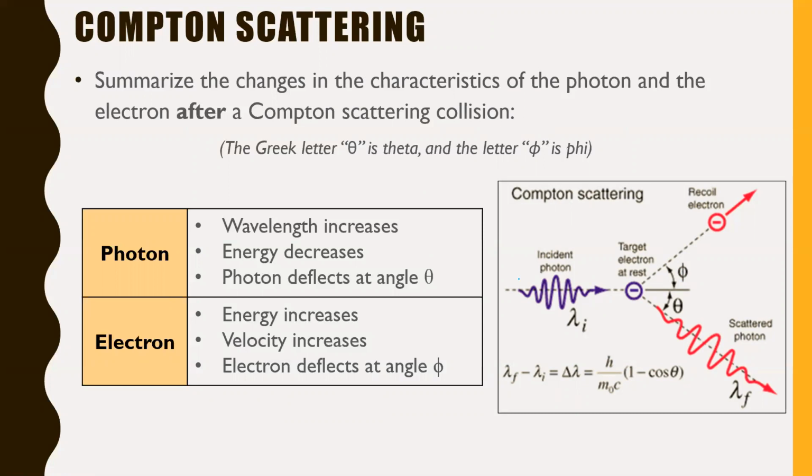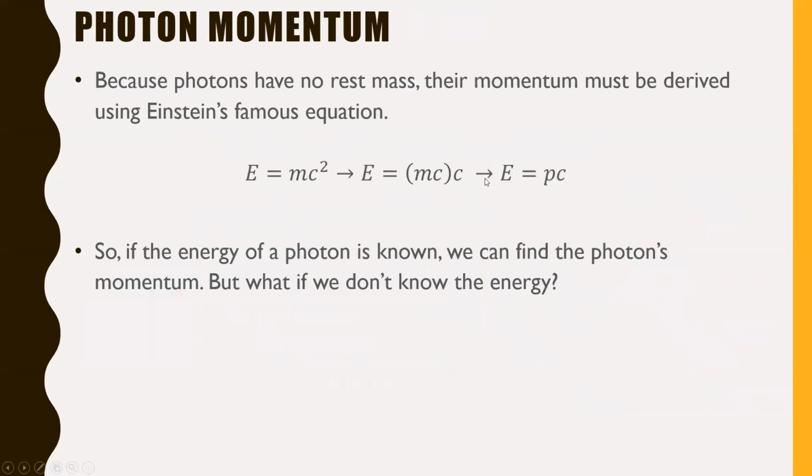Assuming it's a photon striking an electron at rest: for the photon, the wavelength increases, the energy decreases, and the photon deflects at that angle theta. That's important to recognize because it's used in a formula, of course. As for the electron, the energy increases. The velocity also increases, because the energy we're referring to here is kinetic, and the electron deflects at an angle phi. It's not the same thing as theta; it's just a different angle altogether, another Greek letter used to represent an angle.